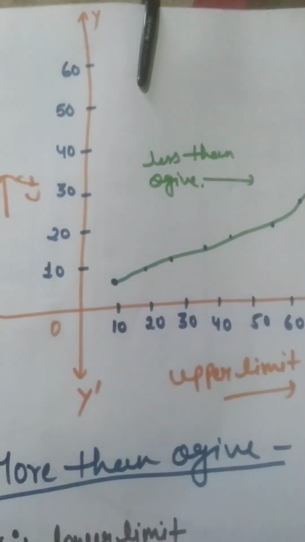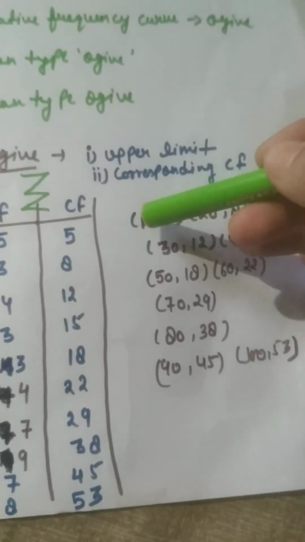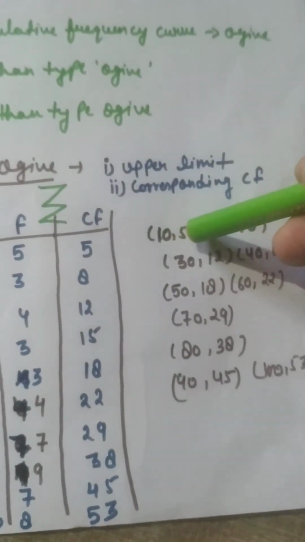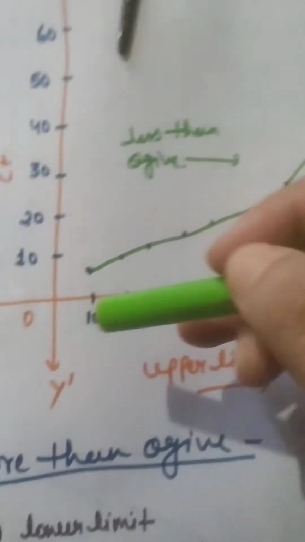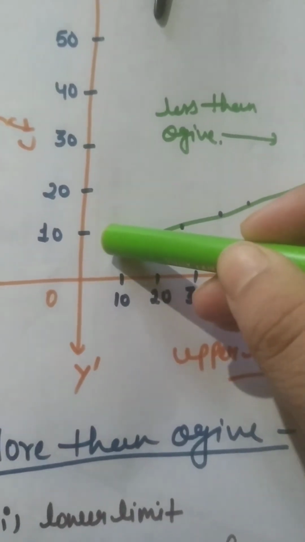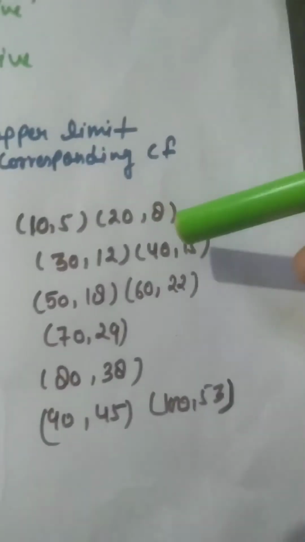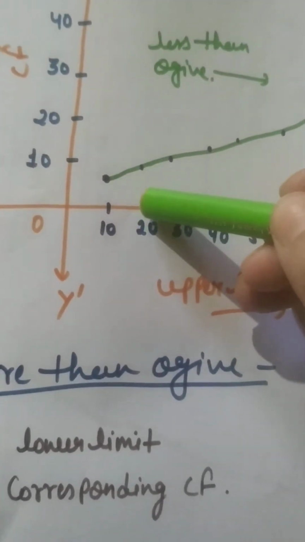Now we are plotting the points. The first point is 10, 5. On the x-axis 10 and on the y-axis 5, so this point will come here. Look at the second point. The second point is 20, 8. The same way, on the x-axis 20 and on the y-axis 8.